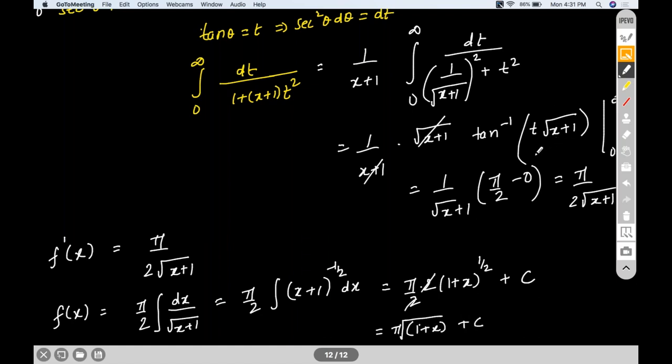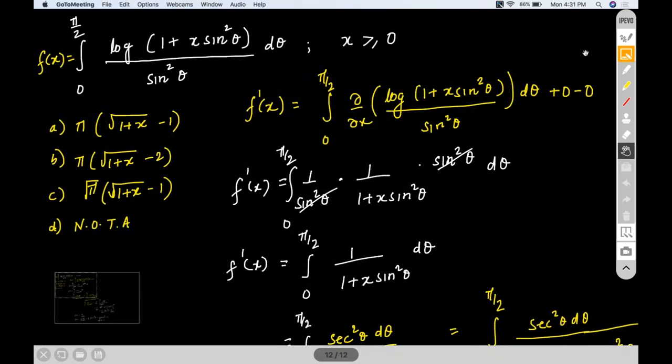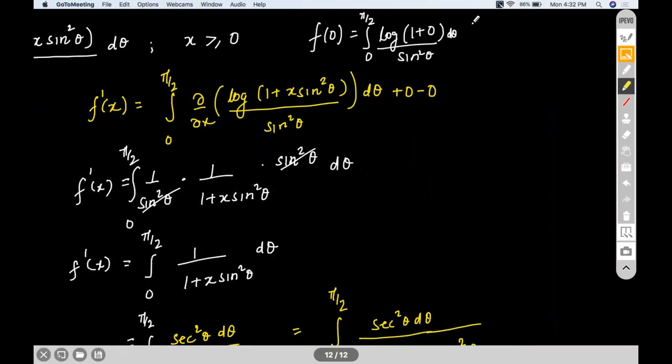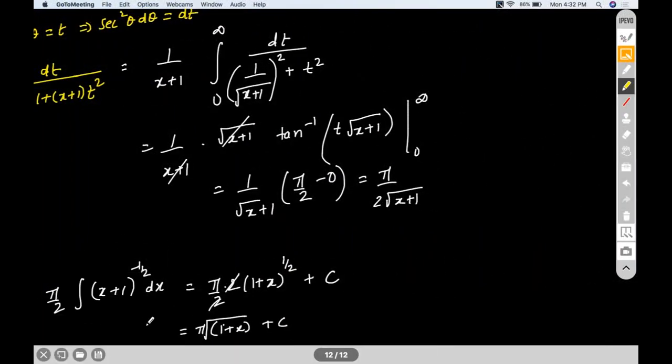Now how do I get c? Do you recall that f of 0 in this case, if you put your x as 0, your function will become integration of 0 to π/2 log(1 + 0), because your x will be 0 here, divided by sin²θ, which ultimately will boil down to 0 itself, because log of 1 is 0. So what we know from here is that f of 0 is 0. This will help me to get the value of c here. So this is your f of x. Okay. So let's put x as 0.